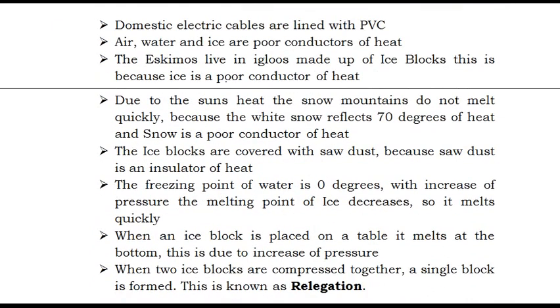So you can see the examples here, like domestic electric cables are lined with PVC, that is what I have explained. And air, water and ice are poor conductors of it. Ice is a very poor conductor of it.